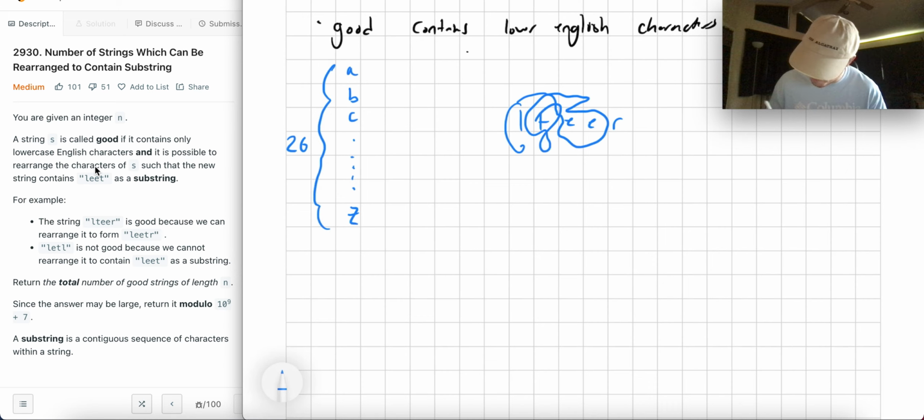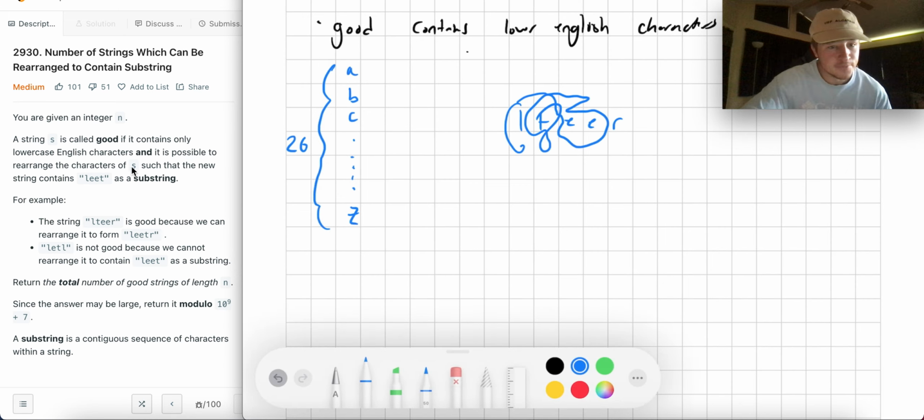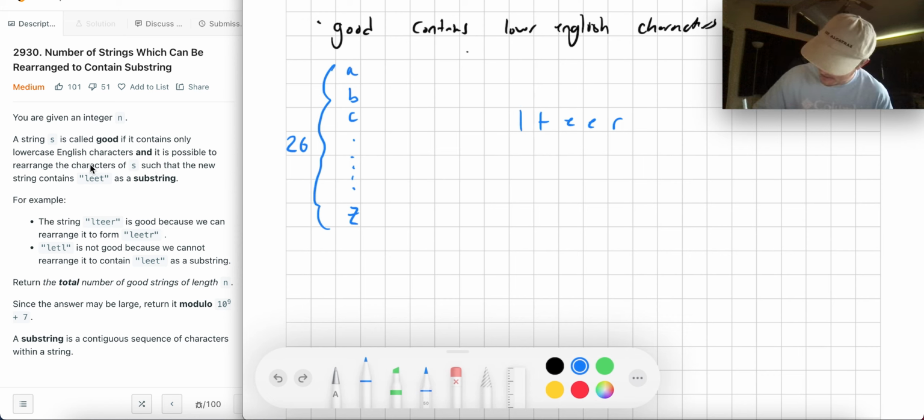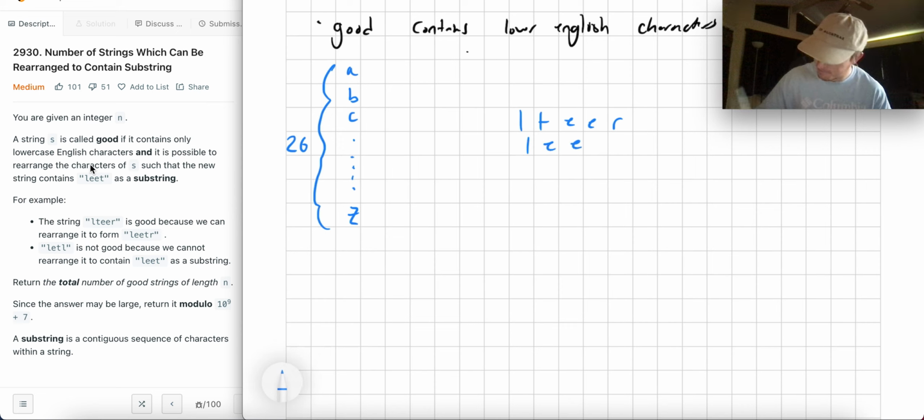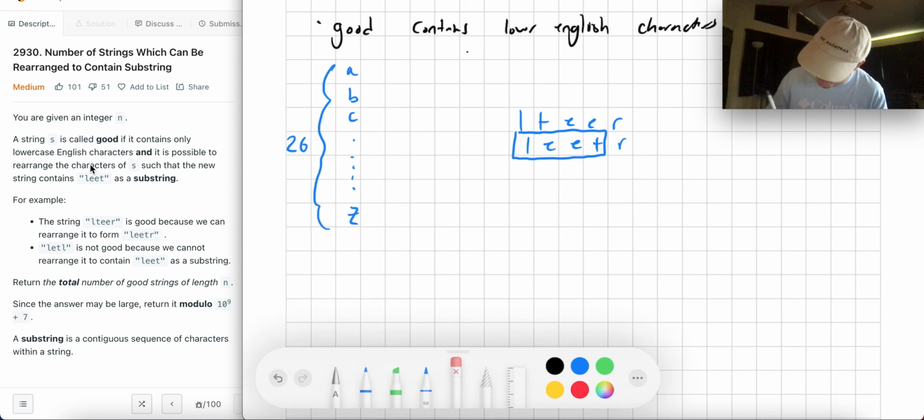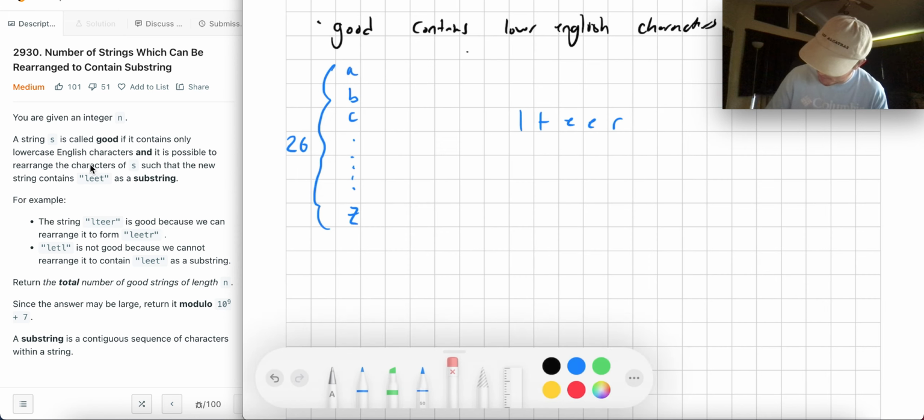I don't know, right? But the thing is you can rearrange the characters of S, right? So I can take this and move the T over here, swap it with E, swap the E with E, whatever I have to do. Rearrange the characters, and then voila, there's that leet we were looking for. So even though it's not immediately noticeable, with some rearrangement, it is good, right?